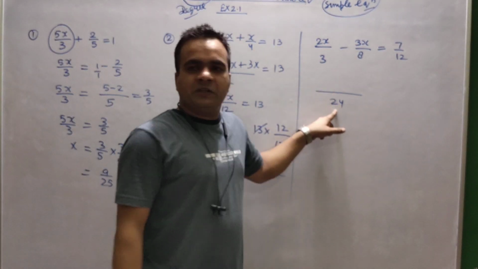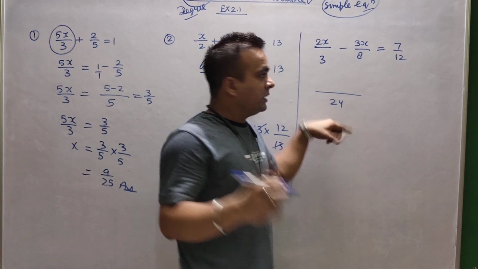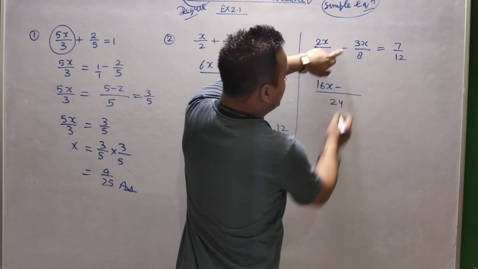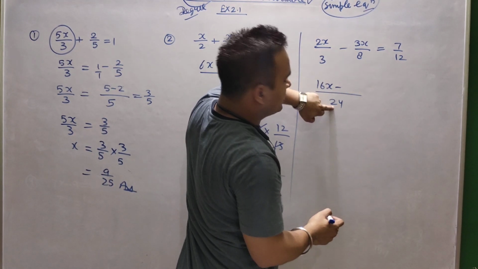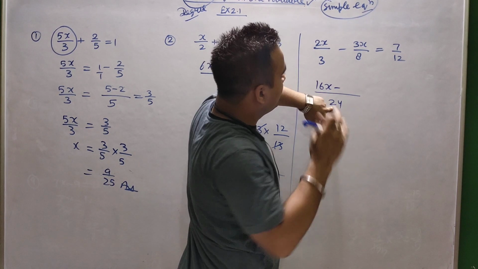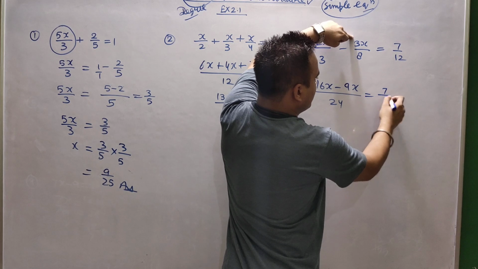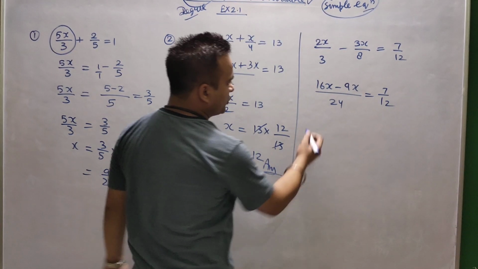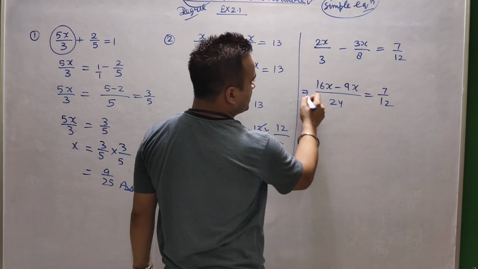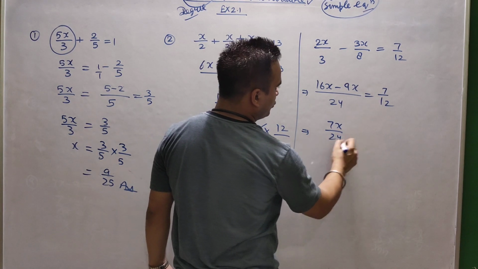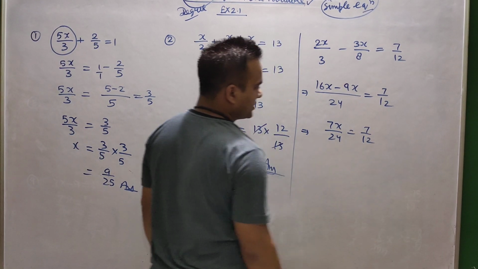Now this 3 will divide this 24. What are we getting? 8. 8 will multiply here. 8 twos are 16x. Now minus we are putting as it is. 8 threes are 24. 3 we are getting. Then 3 will multiply here. It is 9x. Now you can see the situation. What is 16 minus 9? What you are getting is 7x upon 24, and this is 7 upon 12.